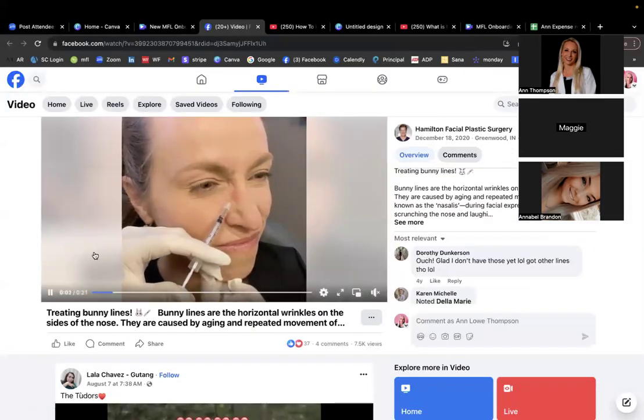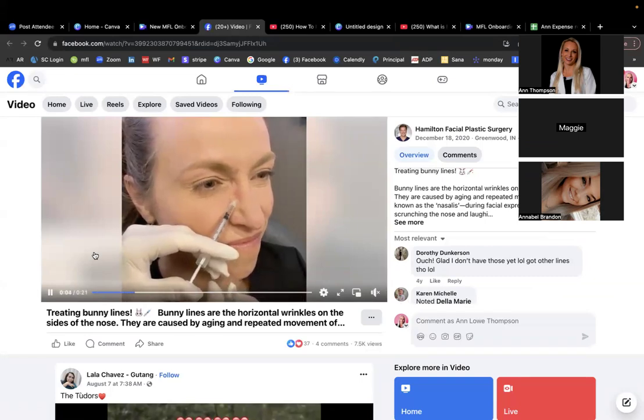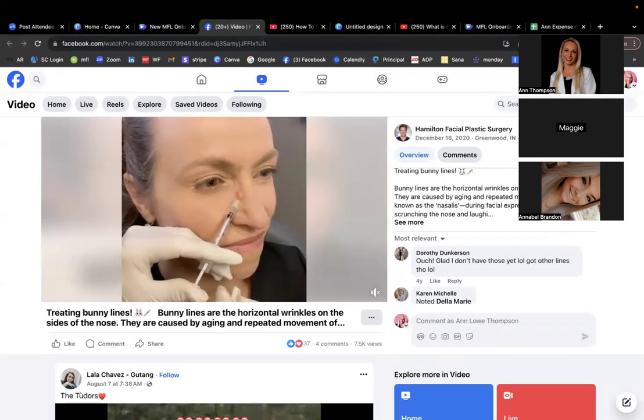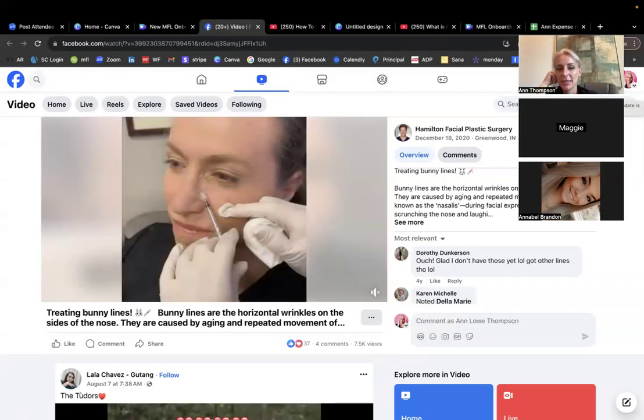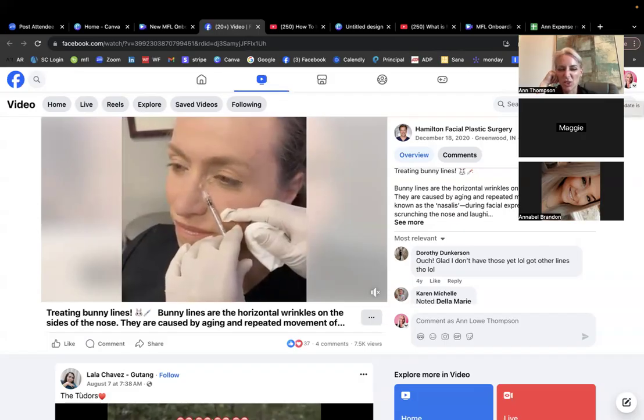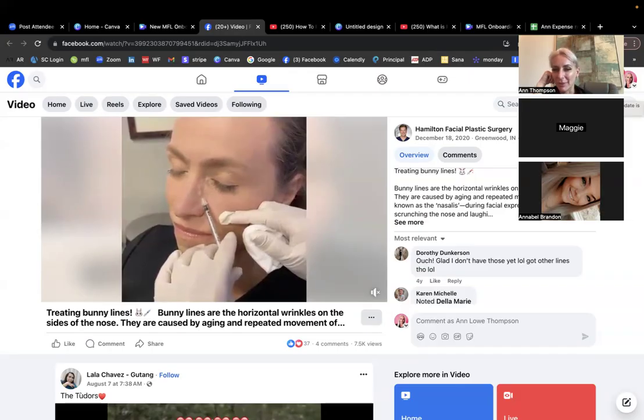Next thing that we're going to go into is a quick look at bunny lines. For bunny lines, what I like to do is inject while the patient is in contraction. The reason why I do that is because it makes it a little bit more comfortable for the patient. So you can see how she's kind of squinching her nose a little bit. That just helps give you a little bit more meat to work with.